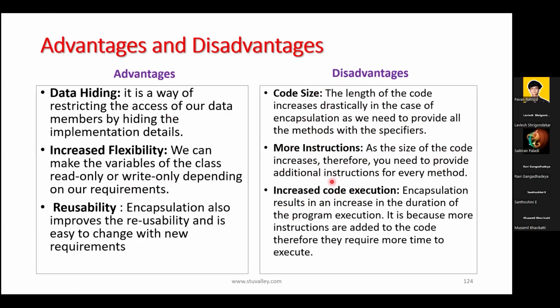As the code size increases, code execution time also increases. Encapsulation results in an increase in the duration of program execution, because to set a value, it has to call the setter method, set the value, then come back to the calling function. More instructions are added to the code, therefore they require more time to execute. So these are a few advantages and disadvantages of using encapsulation. Clear? Any doubt?